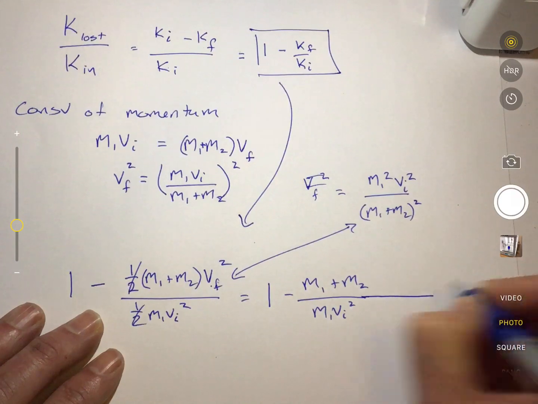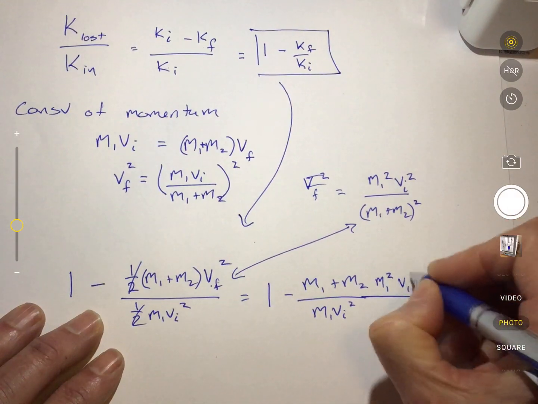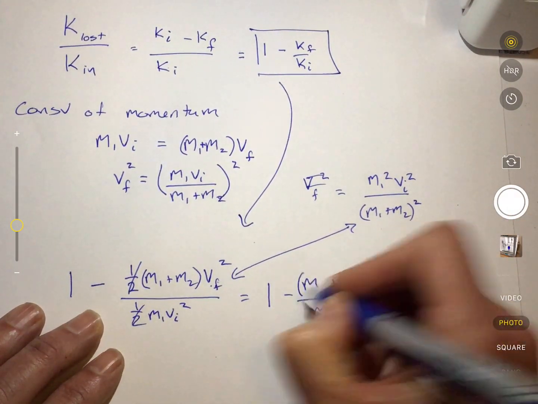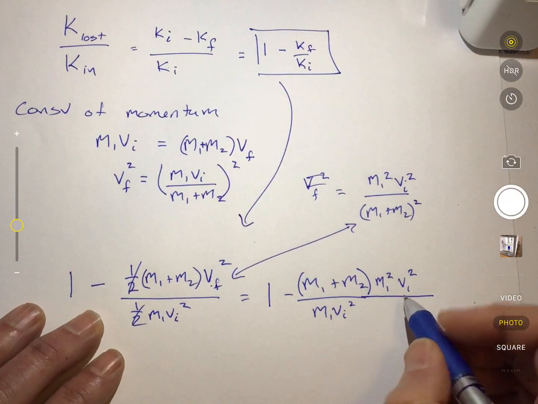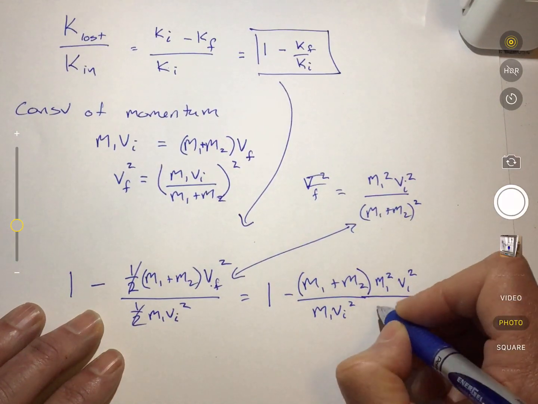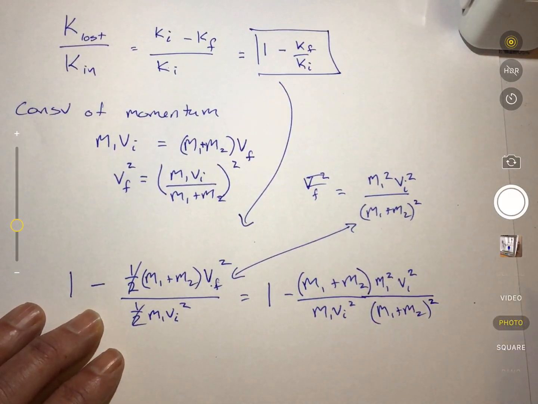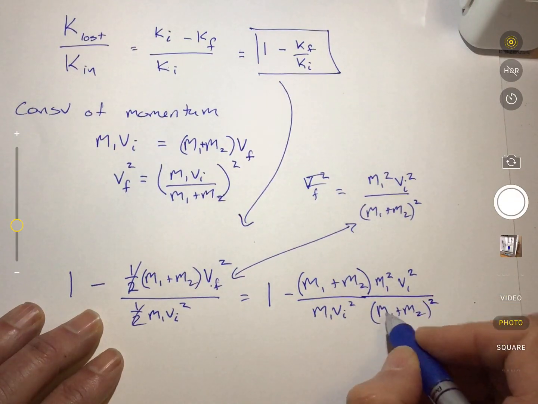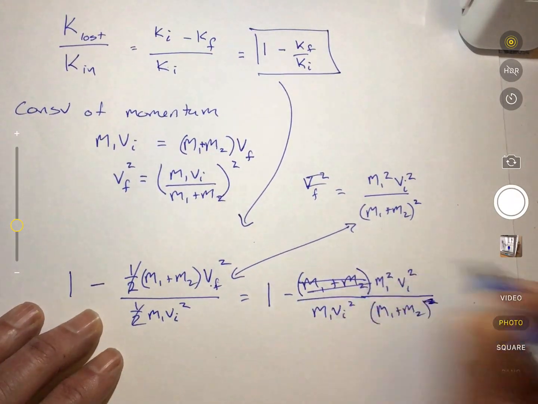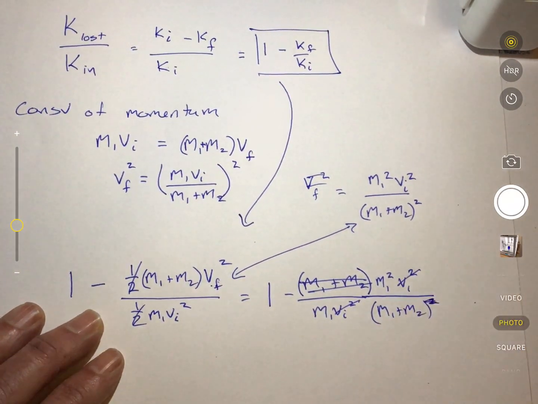So I'm going to give myself some room over here. What's that going to look like? It's going to look like this: m1 squared, vi squared, and sort of keep those separate. And this would be m1 plus m2 squared. So we'll see some things here cancel, right? m1 plus m2 squared, m1 plus m2. So this is like that twice. So this will cancel that. Vi squared, those cancel each other.